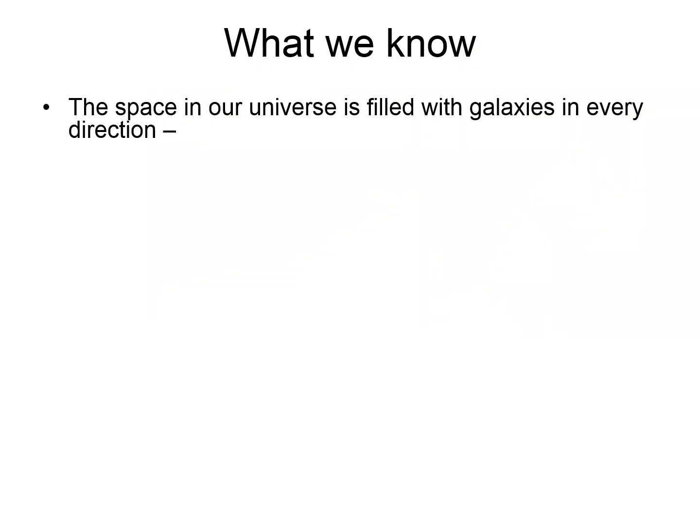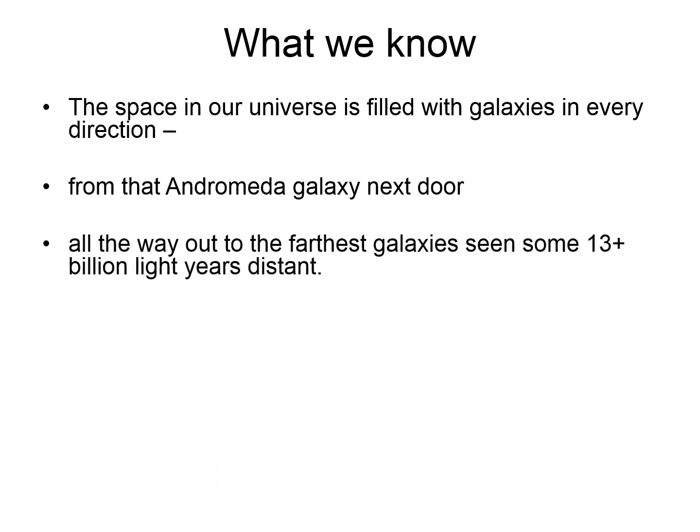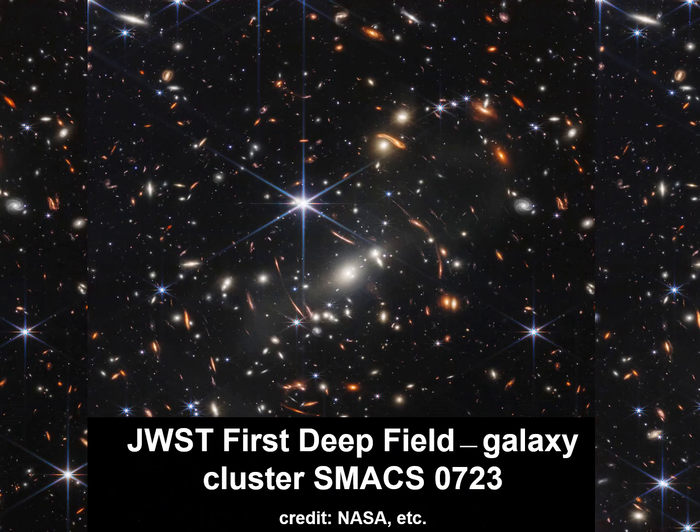What we know: the space in our universe is filled with galaxies in every direction, from that Andromeda galaxy next door all the way out to some farthest galaxies seen some 13 billion light years away distance, as shown in this daisy picture graph. And now we see even further with the James Webb Deep Field that spotted those very young, approximately Z = 20 galaxies found next to the CMB, or that cosmic microwave background radiation field, almost virtually embedded in the CMB. Those Z = 20 galaxies were reported by the CEERS group.